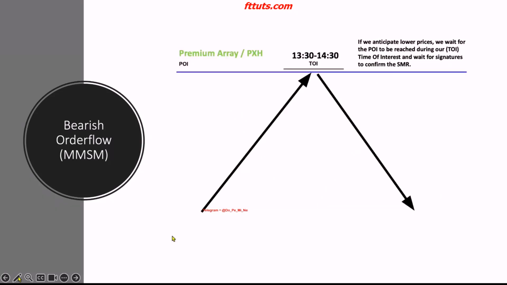If you take a look at the bearish order flow scenario, inside of a bearish market, inside of a bearish anticipation for the PM session, we are looking for the following. We're looking for repricing higher into a point of interest, which should get reached between 1:30 to 2:30 p.m. From there on, we want to see sell-side delivery occur, targeting lower prices.